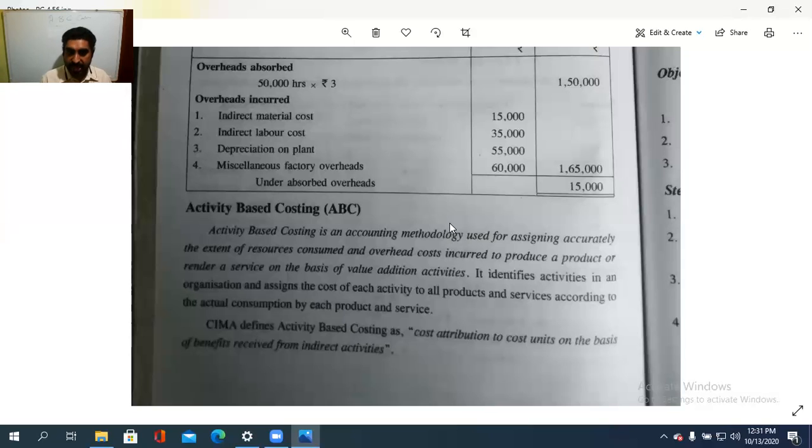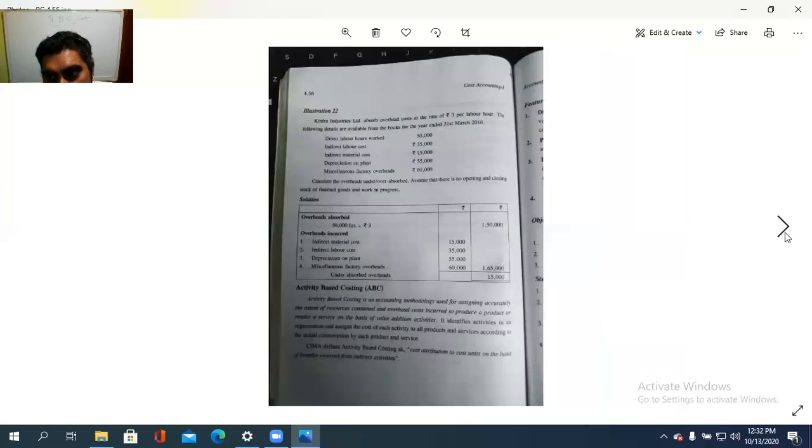CIMA defines activity-based costing as the cost attribution to the cost units on the basis of the benefits received from indirect activities. Indirectly, what all things are to be incurred, and the benefits that are to be received from them. Okay, so that is activity based costing. CIMA defines it as the cost attribution to the cost units on the basis of the benefits received from indirect activities.